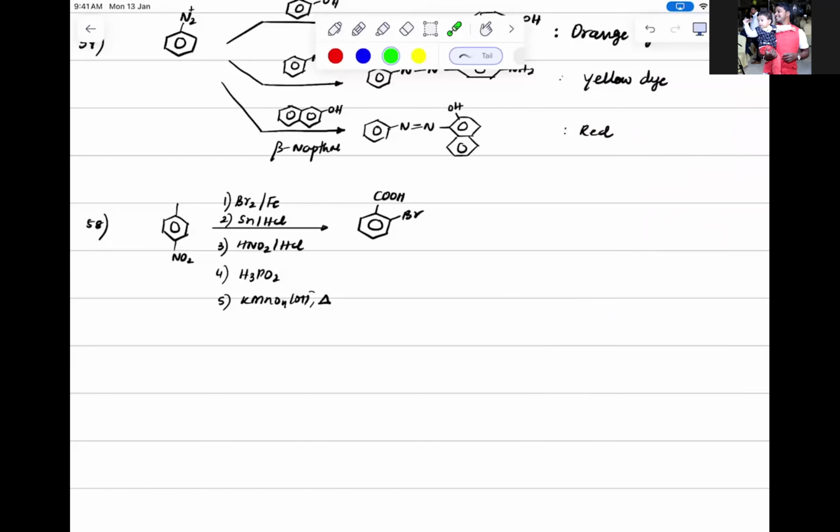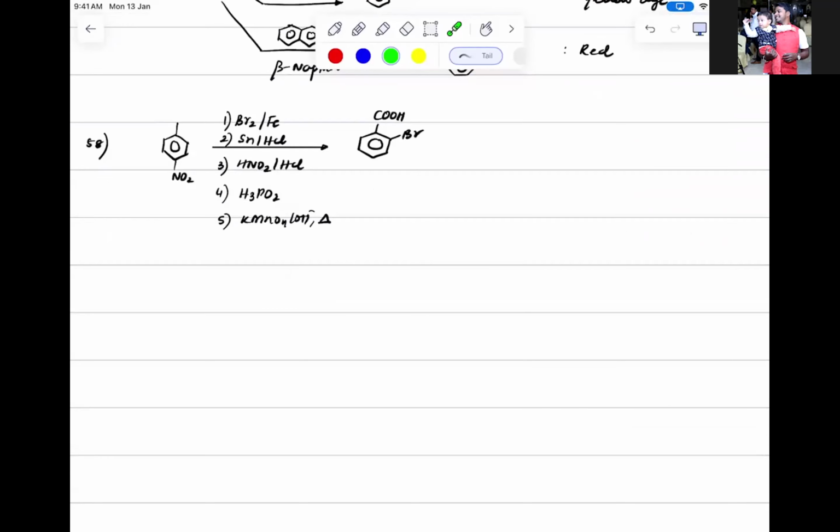Right. So you can see this reaction. So we will get this as Br here and the COH group will remain. See the next reaction.